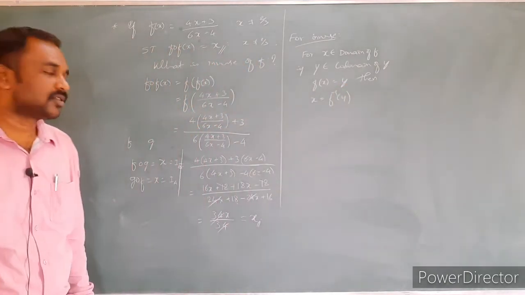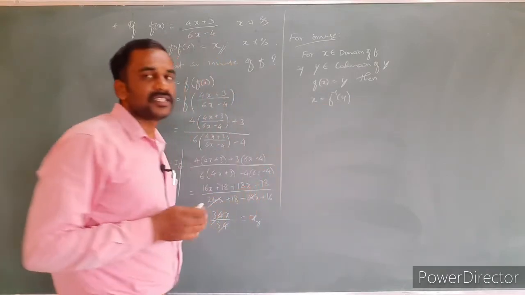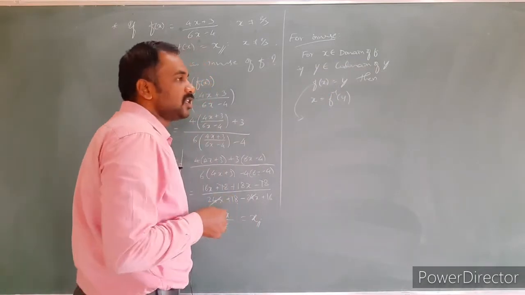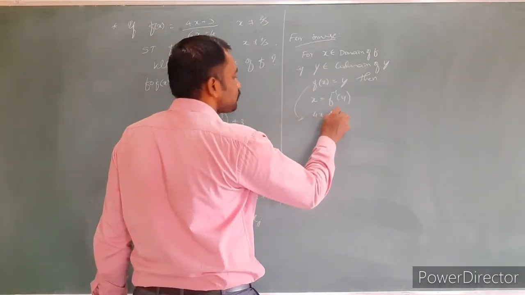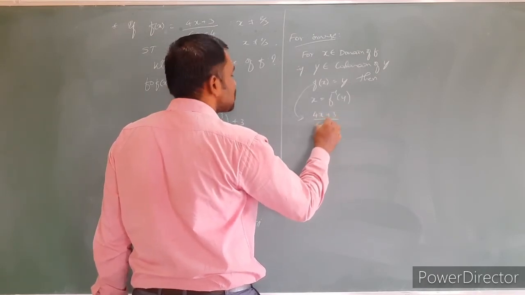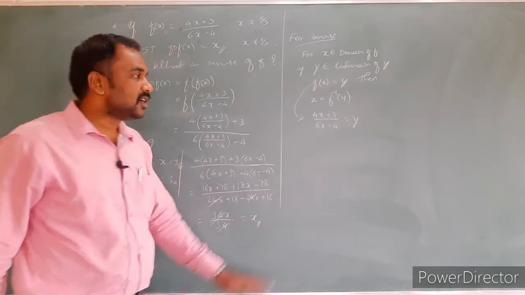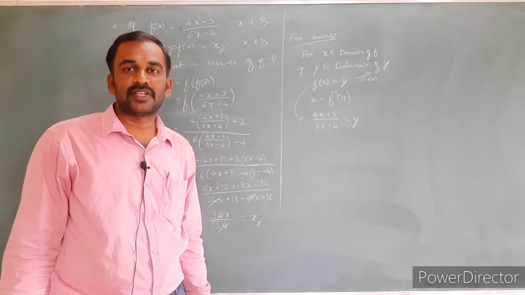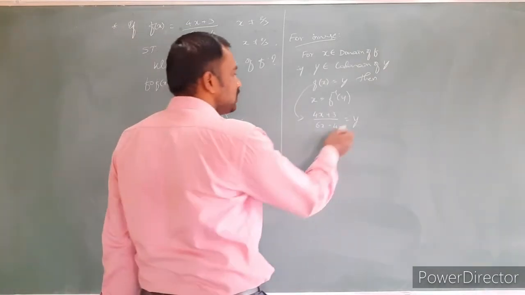Then x is equal to f inverse of y. So whatever the x value is there, that is our required inverse of the function. Just simplify this one. F of x: (4x + 3) divided by (6x − 4) is equal to y. Here the y value is in terms of x. Get the x value in terms of y. If you get the x value in terms of y, that is the required inverse of the function.